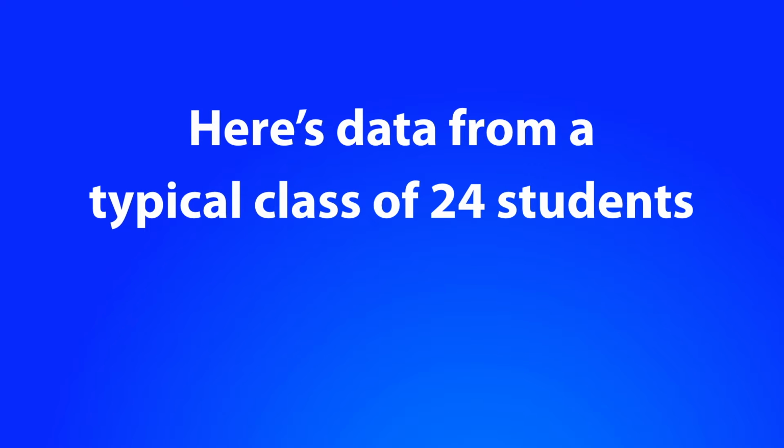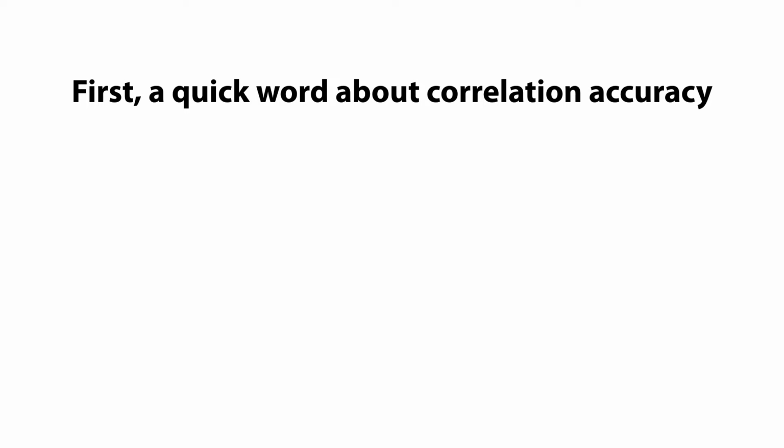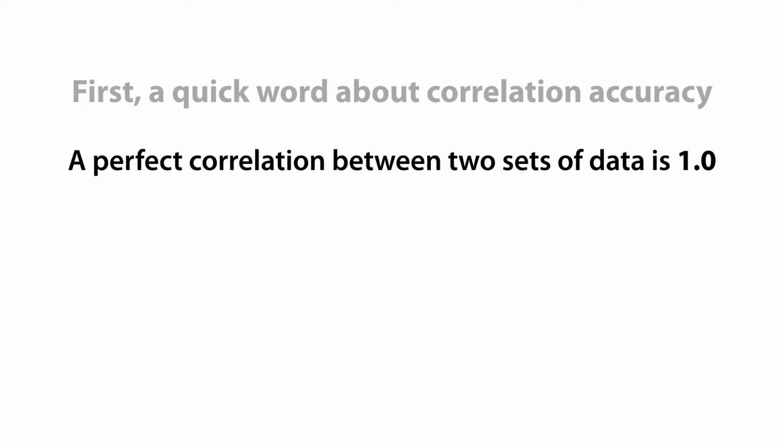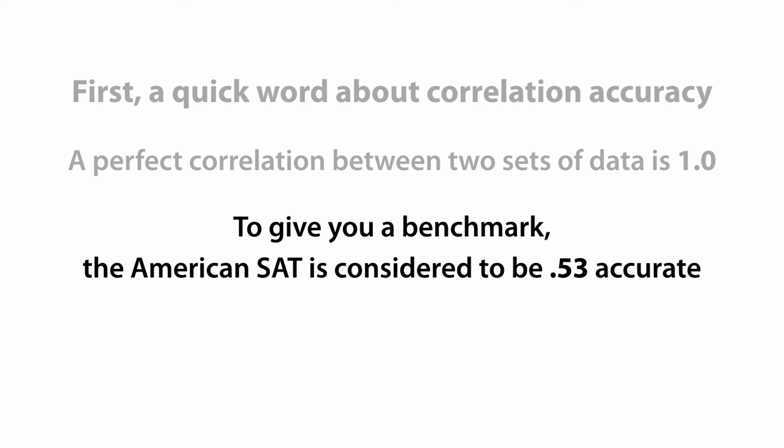Here's data from a typical class of 24 students. First, a quick word about correlation accuracy. A perfect correlation between 2 sets of data is 1.0. To give you a benchmark, the American SAT is considered to be 0.53 accurate.